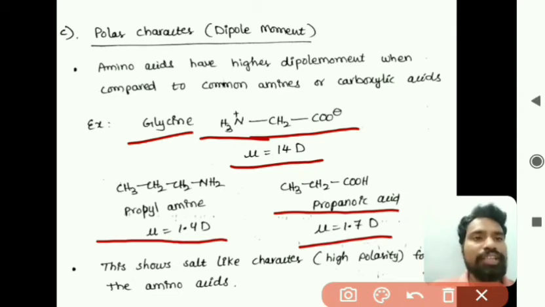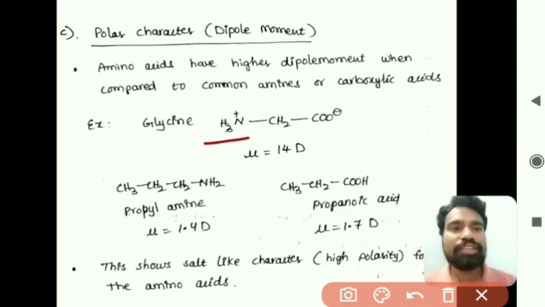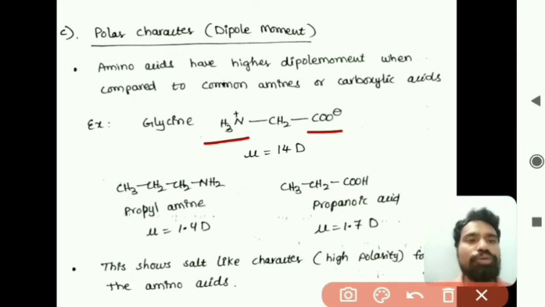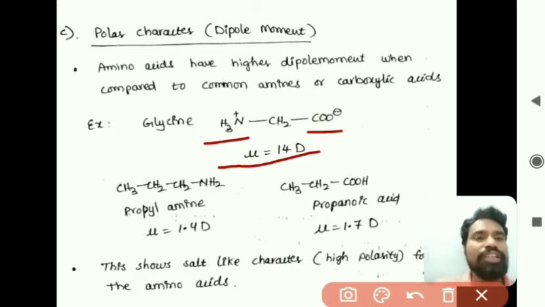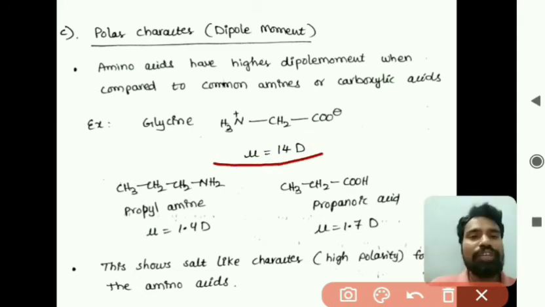So here, as glycine contains one carboxylic acid group and one amine group, the dipole moment would be around 1.4 plus 1.7, that may be 3.1 or 3.2. But the dipole moment of glycine is very high, that is 14 Debye units. So it indicates that the amine group and carboxylic acid group are not existing as NH2 and COOH, right? These are existing as a dipole like NH3 plus and COO minus. That's why the dipole moment is very high.